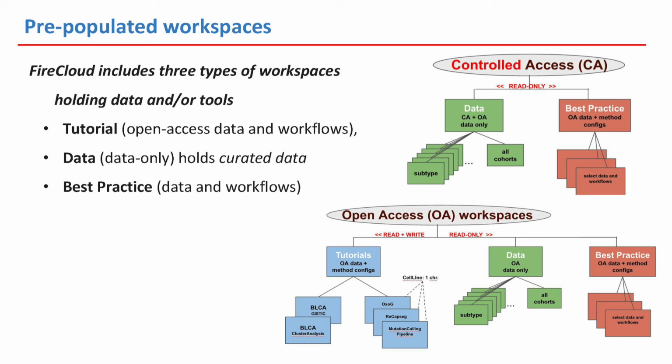We have a lot of data-only workspaces that contain TCGA data. TCGA data has two flavors: controlled access, which contains things like SNP arrays, anything that can be identifiable back to the participant.